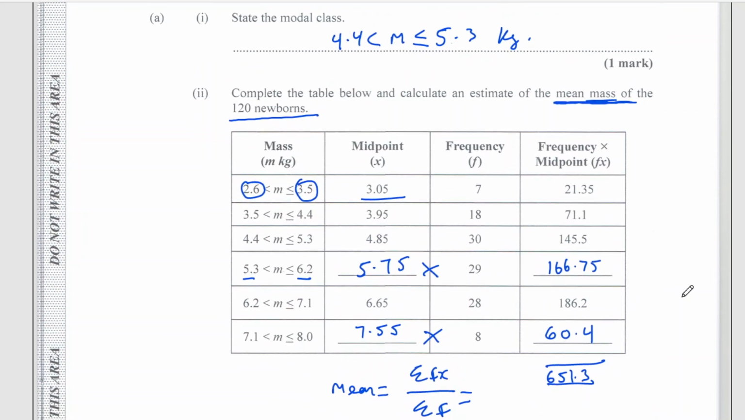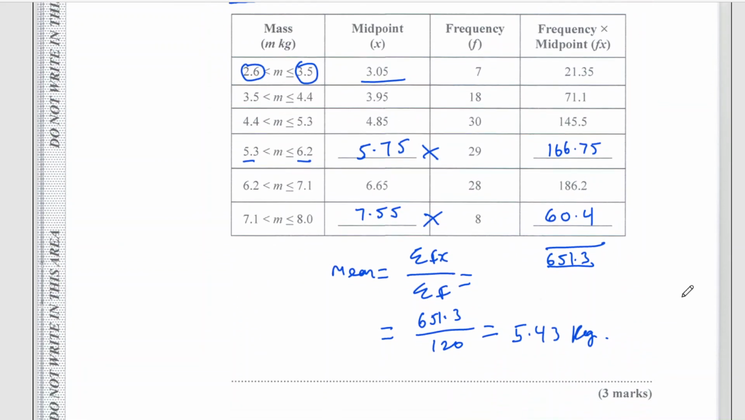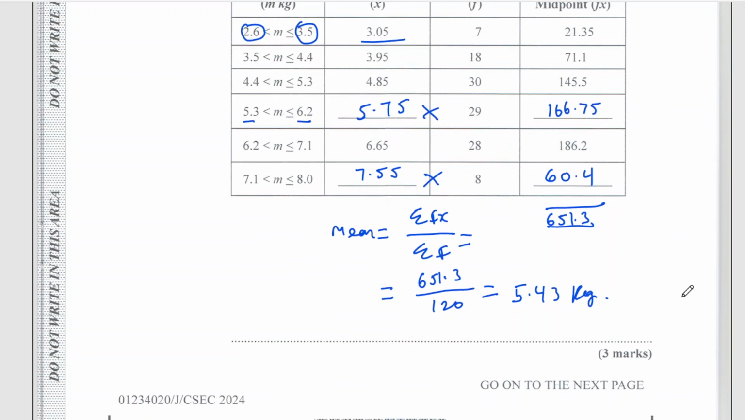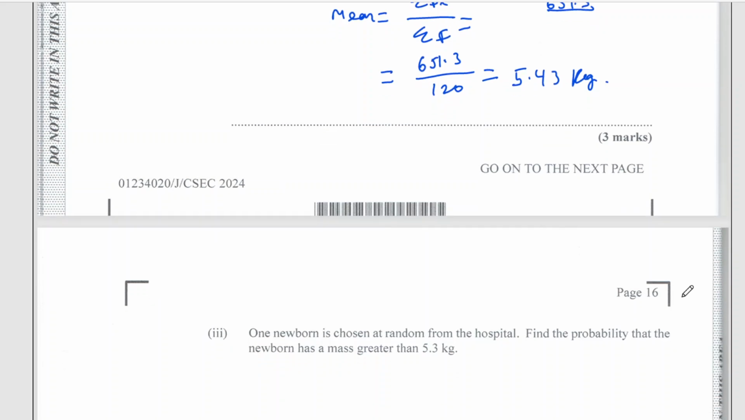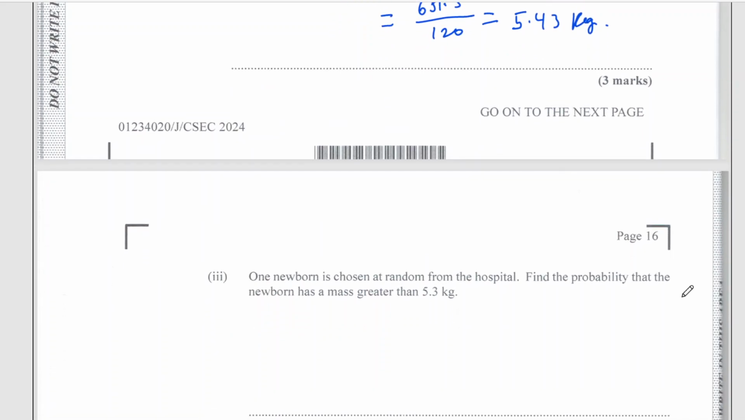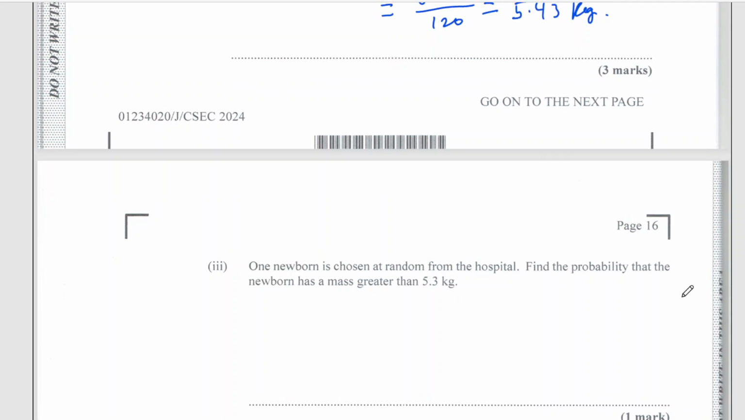Easy, 1 mark and 3 marks, nice easy 4 marks again. So let's start the question to get the marks in. Now the next is a probability, so this will be a simple probability. One newborn is chosen at random. Find the probability that the newborn has a mass greater than 5.3.